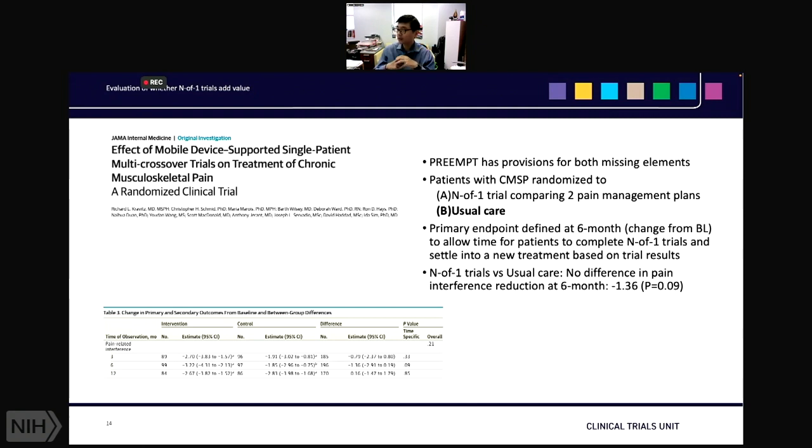The reason why the investigators chose a 6-month time point as a primary endpoint is that by that time, all the participants would have selected a medication on the N-of-1 trial and stayed with the medication for a long enough period so that there's a sufficient amount of information to see whether that drug actually works in the participants. So this is how the primary endpoint duration is defined as 6 months.